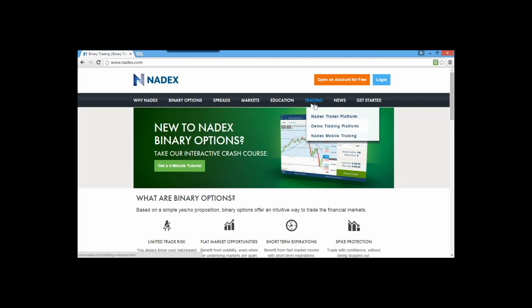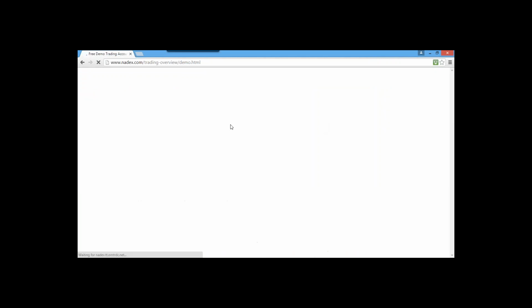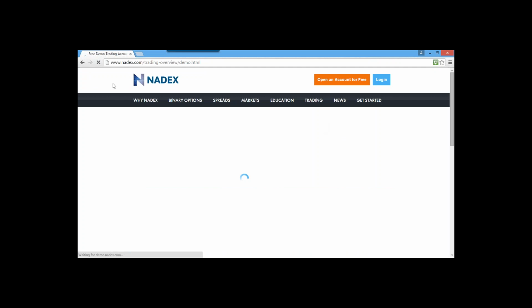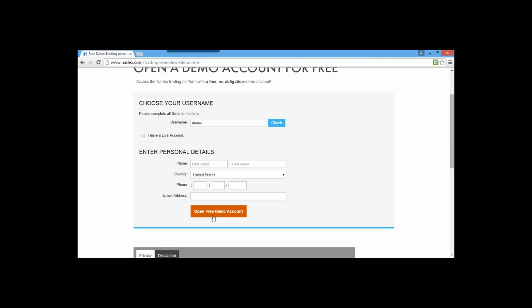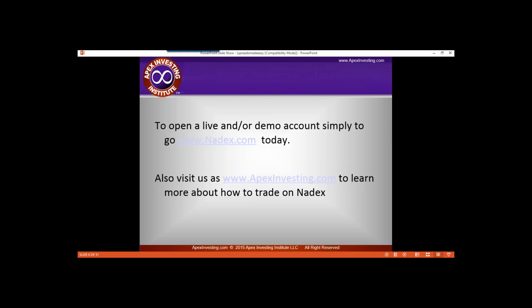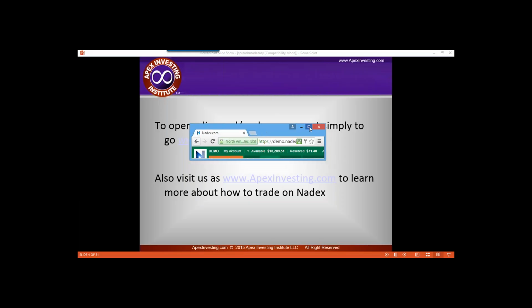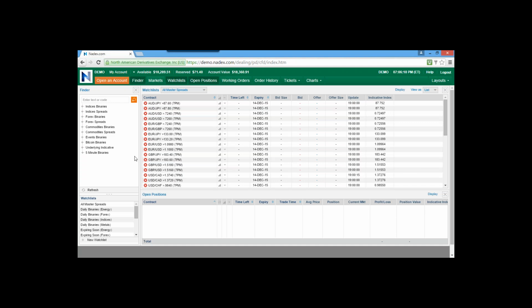Also, if you're brand new, go right here to the trading tab, second one down, demo trading platform. Nadex will give you a free demo account, okay? All you got to do is sign up, create a username, and enter some quick information here and press submit. In just a few minutes, you will get an email with a temporary password. You can log right into the Nadex platform with a demo account. They'll give you $25,000 in demo money for you to play with, get familiar with the platform, get familiar with the different products they offer, entering and exiting orders, and so on.